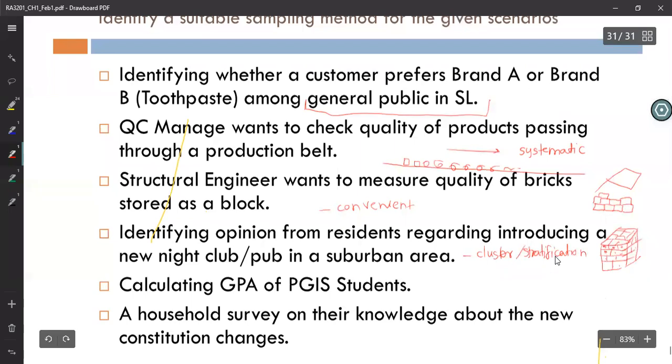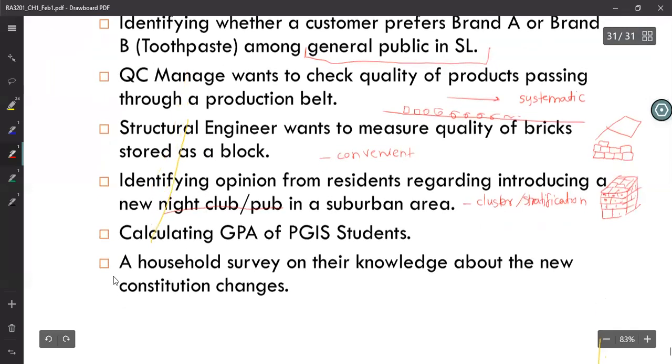Because the opinion can change dramatically in between these clusters, these strata, male, females, younger generation, older generation, it depends, right? And even the cultural behaviors, right? So cluster, I think most of you have identified this as cluster because when it comes to residence, clustering is the easiest, easy access, households. But within the clusters, you may have to go for stratification because of the sensitivity of this topic.